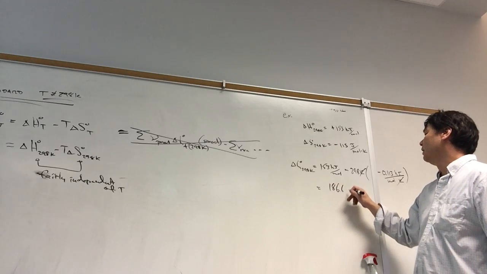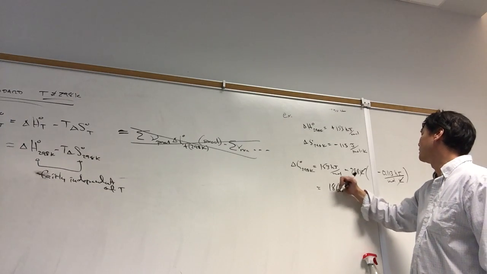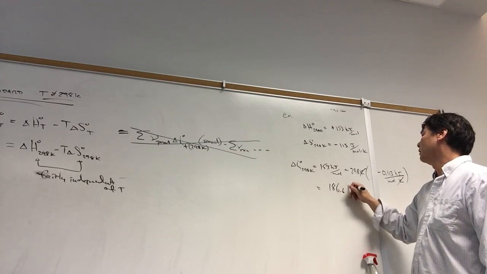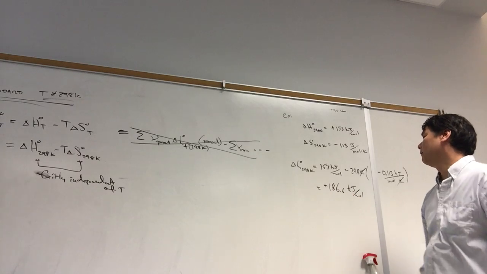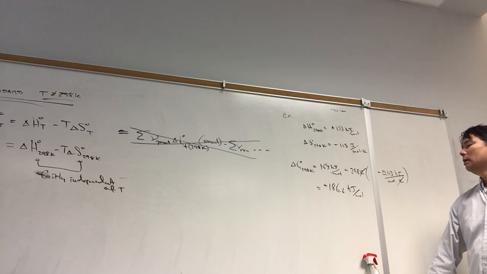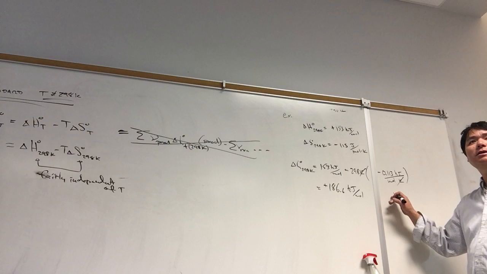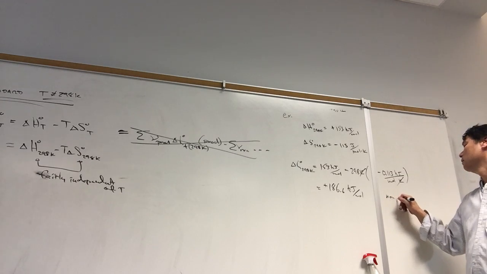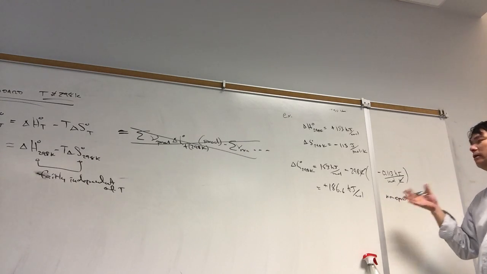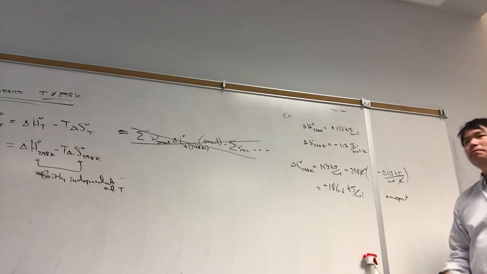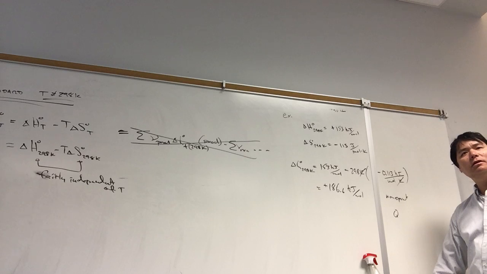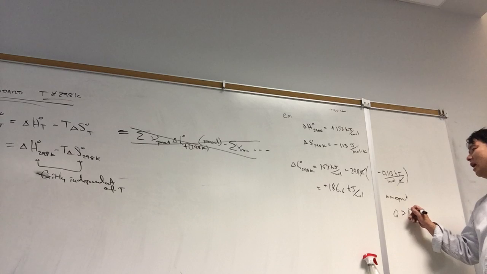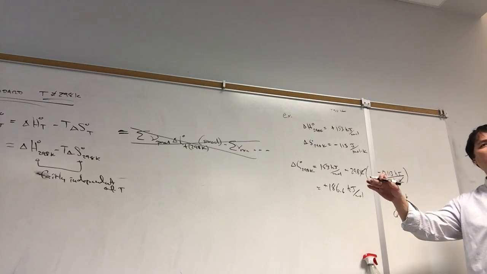It's 186.674. We'll just leave it as 186.6 kilojoules per mole. Plus? Yeah, plus, which means that this is non-spontaneous, right? And so one way of visualizing this is that Q is greater than K, because we need to go backwards, right?